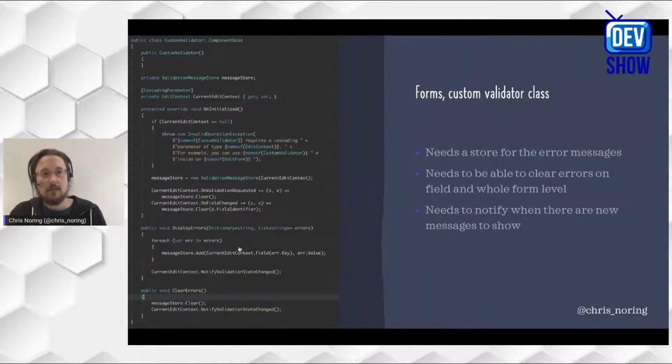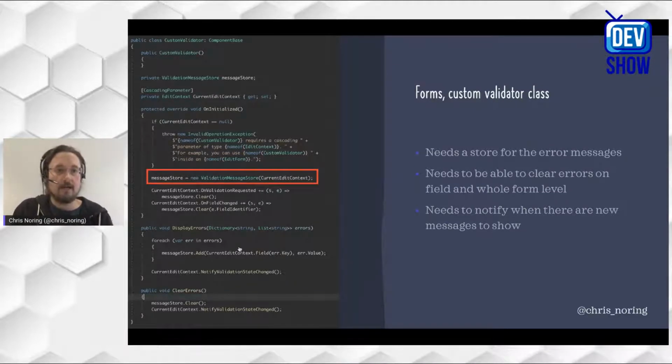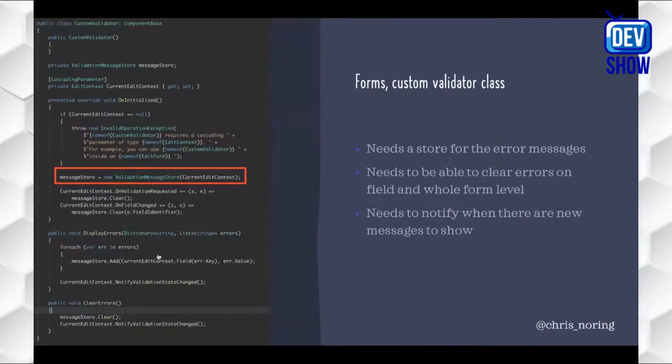You have a big custom validation class here. It needs to inherit from something called ComponentBase, and it needs access to something called a message store. Now, a message store is a simple being. It's a dictionary. What it keeps track of is what field and what error message should be on that field. So that's a fairly simple data structure.